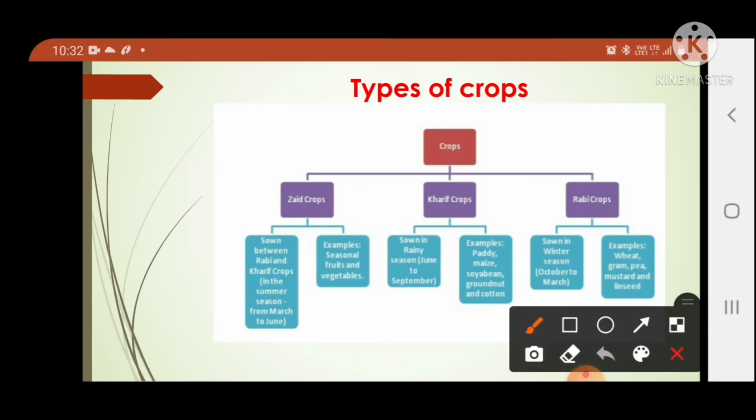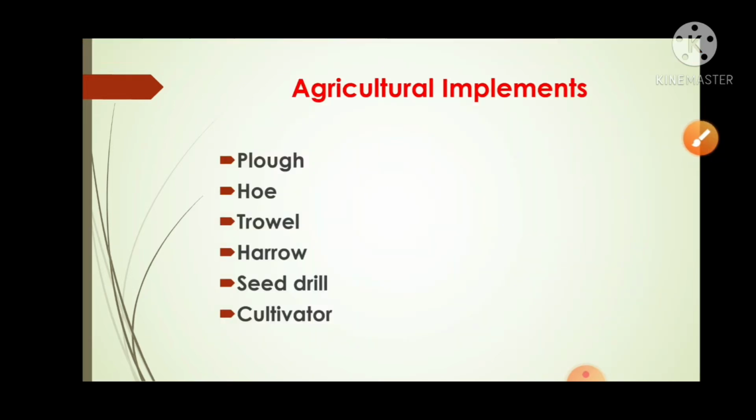Depending upon the season, there are two main types of crops. Rabi crop is sown in winter season from October to March. Wheat, gram, peas, mustard are a few examples. The next type of crop is the Kharif crop, which is sown in rainy season from June to September. Paddy, maize, soybean are a few examples of Kharif crop. Zaid crop is sown in between the Rabi and Kharif crops in summer season from March to June. Seasonal fruits and vegetables are a few examples of Zaid crop.